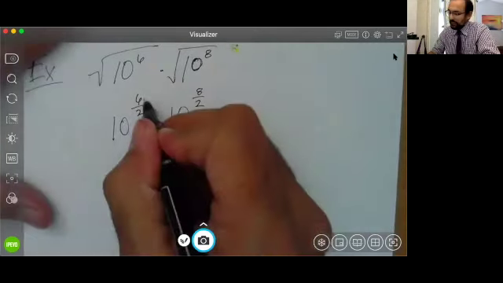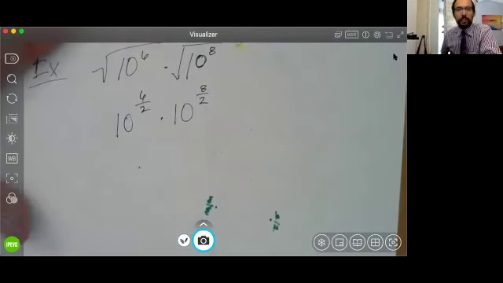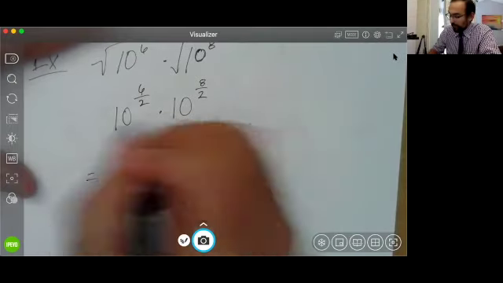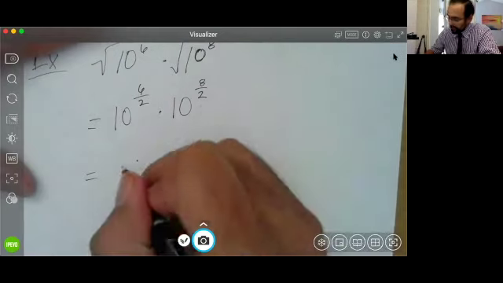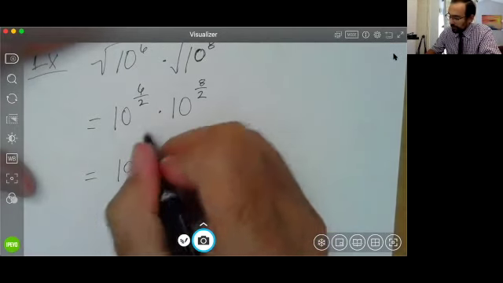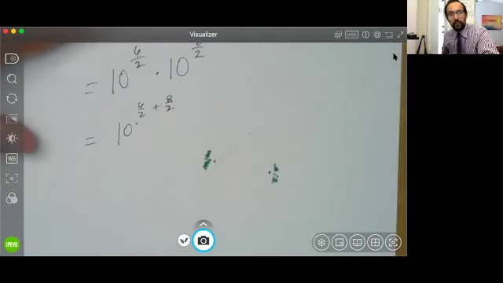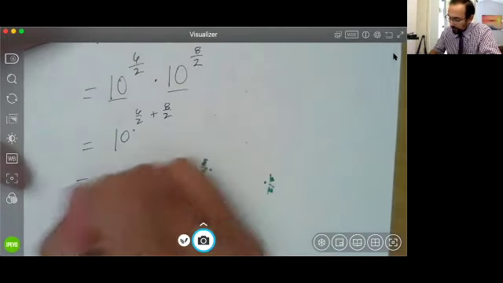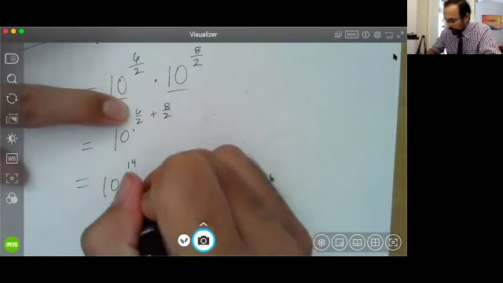So I have 10 to the 6 over 2 times 10 to the 8 over 2. So these happen to be the same denominator, so they're going to be super easy to add. I guess I should have started with this one. But either way, I'm going to get the same result, and I'm going to say 10 to the 6 over 2 times 10 to the 8 over 2. Since I'm multiplying, this will be 10 to the 6 over 2 plus 8 over 2. Right? I would add those two numbers since I'm multiplying the bases that are the same. And then finally, I would end up with 10 to the 6 plus 8 is 14 over 2.